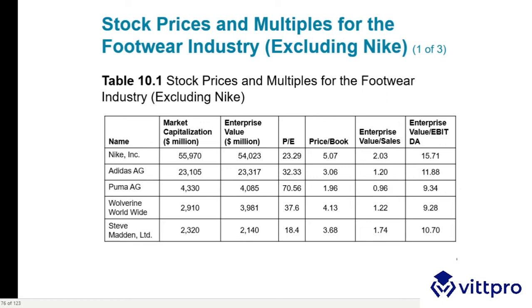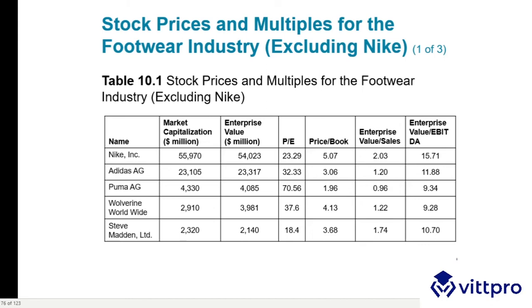Now, can you imagine why that would happen? Why does Nike have a higher price to book, enterprise value to sales, and enterprise value to EBIT, at a much higher rate compared to Adidas, but their PE ratio is less? Why would that happen? It's not super significantly different. But the problem with Nike is that their price to earnings is very low in the market compared to the price to book ratio, which is much higher.